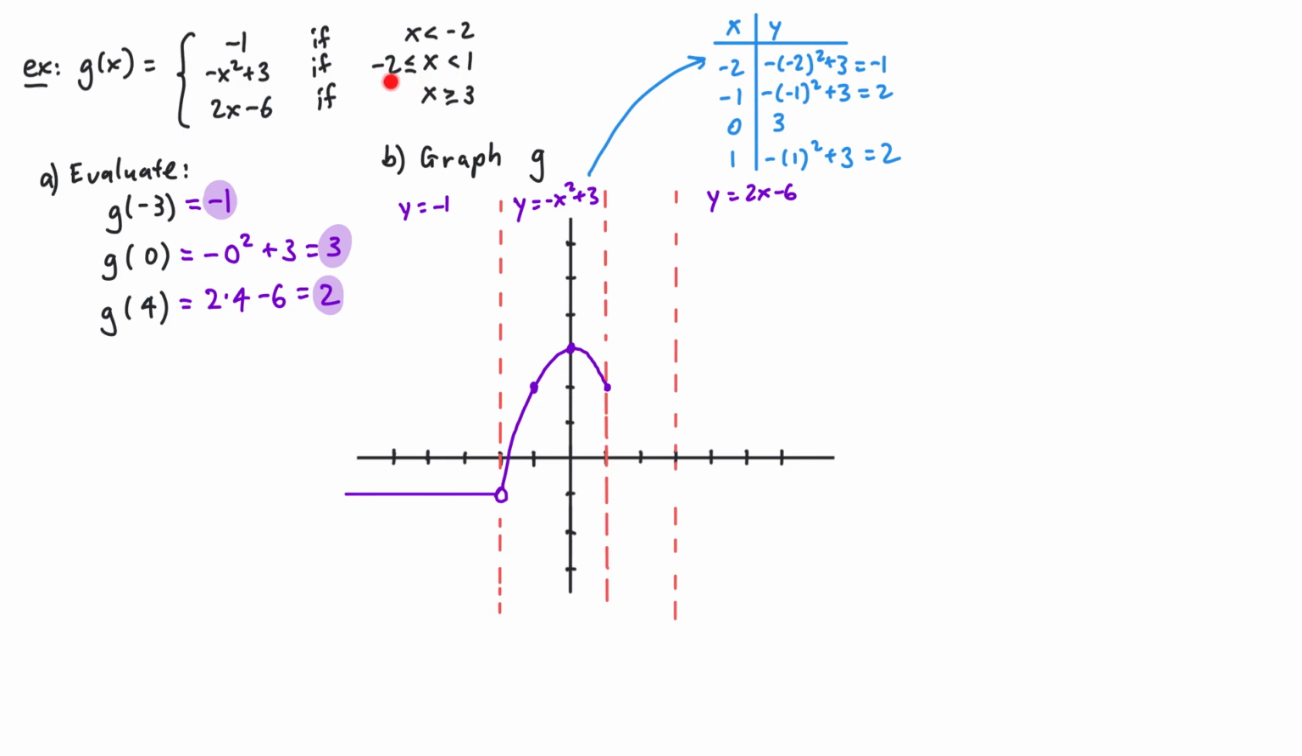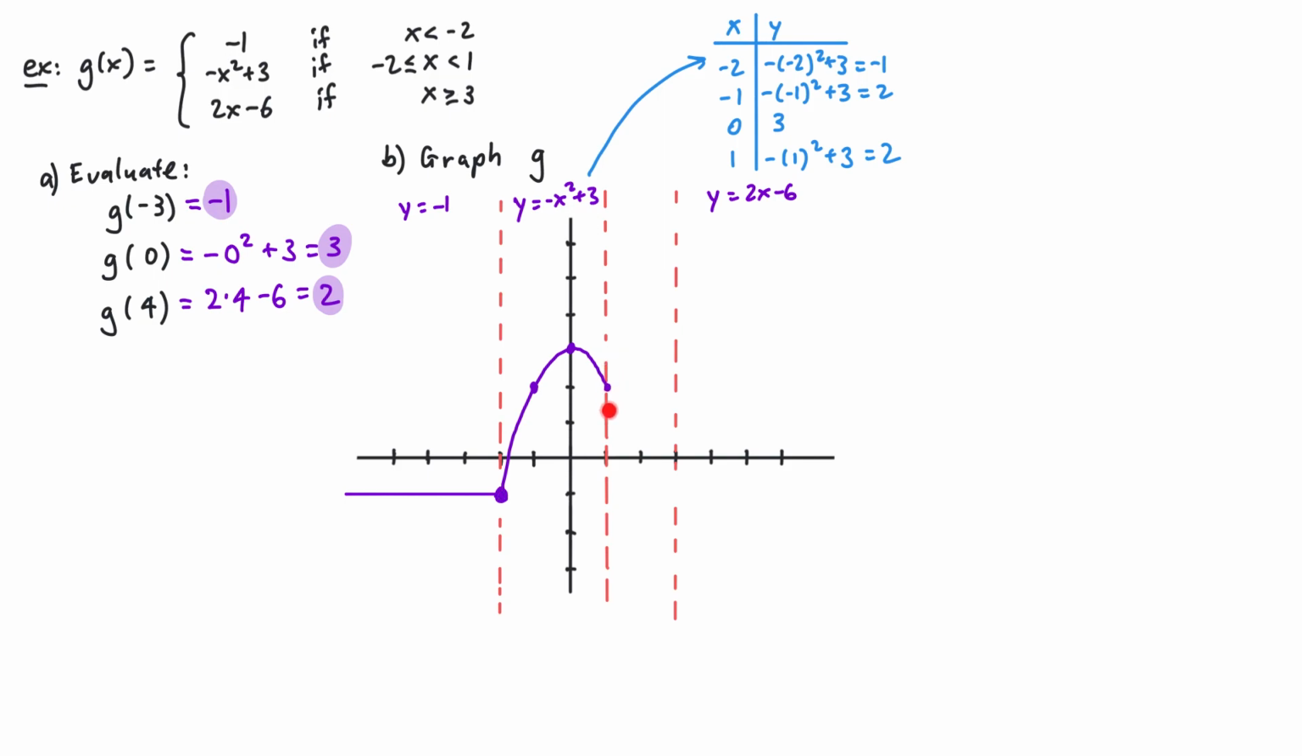Looking at our inequality here, we see that -2 is part of the second piece. So our function behaves like -x² + 3, which means that we have the point (-2, -1) as part of our graph. So even though initially this point was not part of my graph because it was not included in the first piece, it does end up being filled in because it is a part of our second piece.